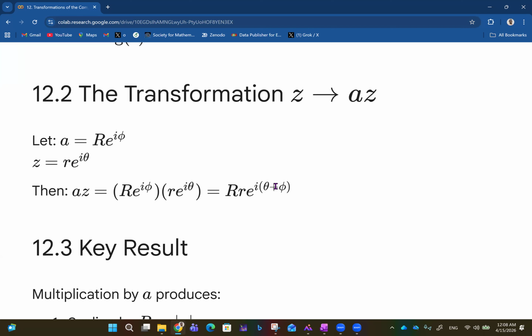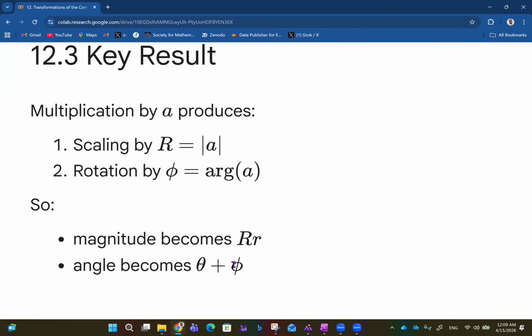Okay, so the key result we find here is this. Multiplication by A produces the following. It produces a scaling by R, which is equal to the absolute value of A, and a rotation by phi, which is the argument of A. So everything coming from A is what produces the scaling and the rotation. So magnitude becomes Rr and angle becomes theta plus phi. So the angle is increased by phi and the magnitude is scaled by R in this case.